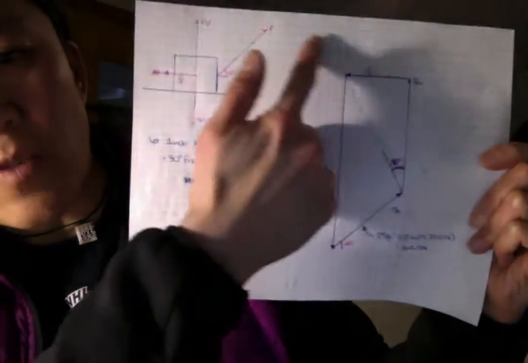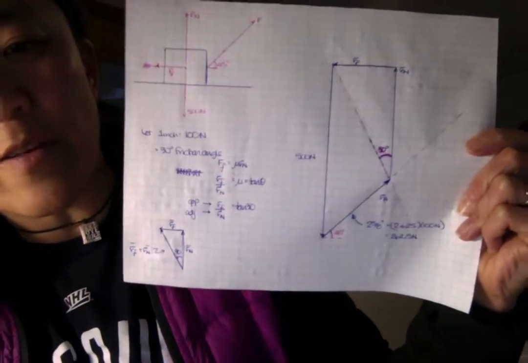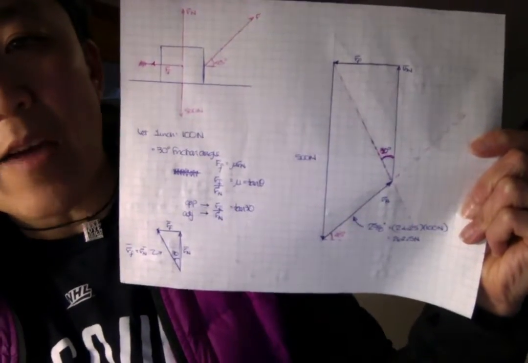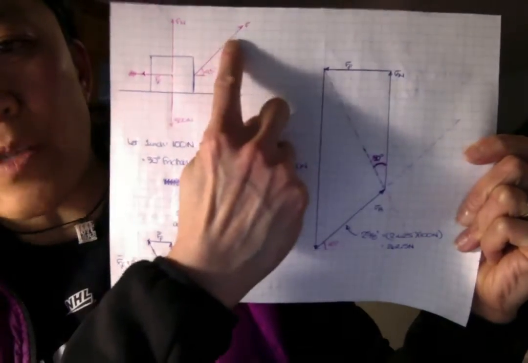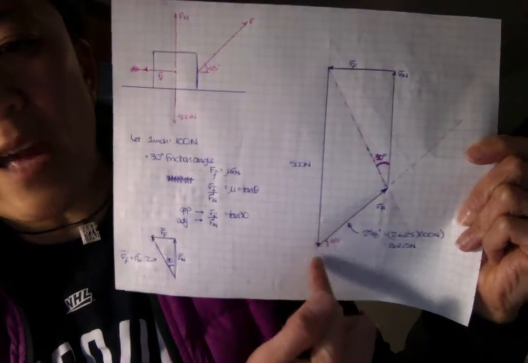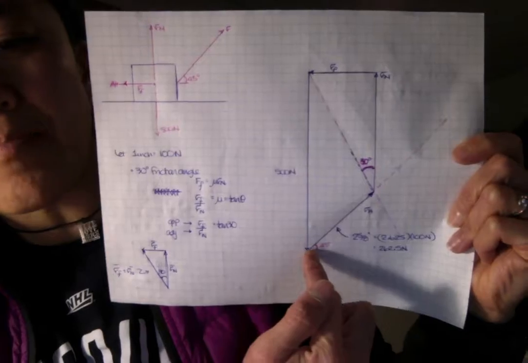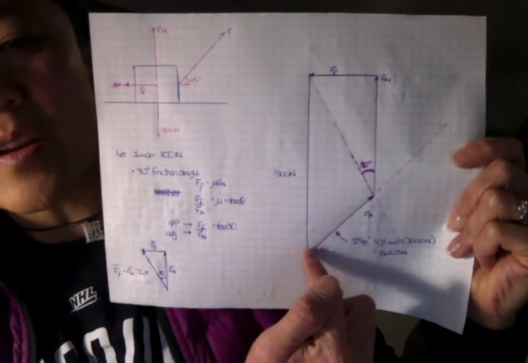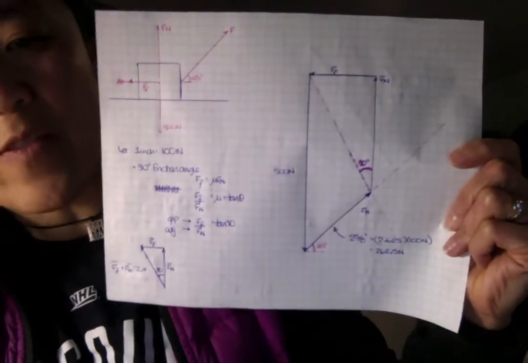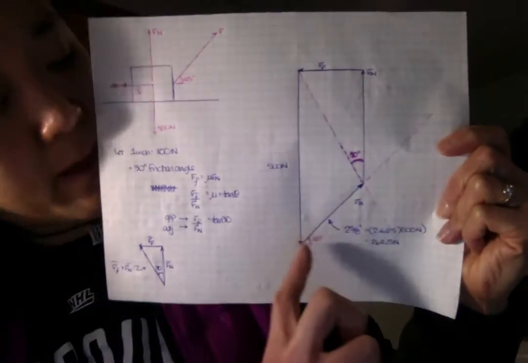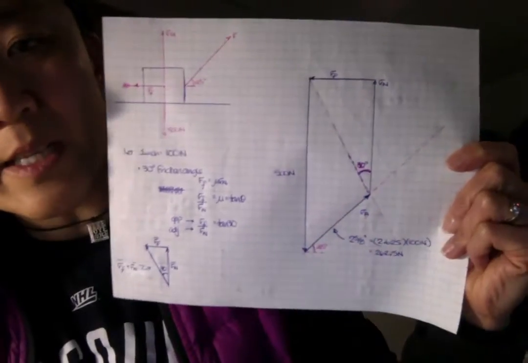So the first thing you do is you draw a line straight down to represent the 500 newton vector. Now the other vector, which is the applied force right here, goes at a 45-degree angle. So all I did was draw a line from the tip of the gravity vector straight over at a 45-degree angle. I didn't know how long it was going to be, so I just extended it as long as I wanted it to be.